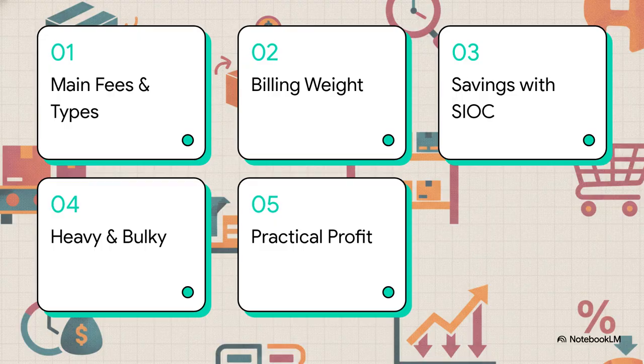So here is our roadmap for this explainer. First, main fees and types. Second, how to calculate billing weight. Third, your savings with SIOC. Fourth, heavy and bulky products. And finally, five, a practical calculation of your profit.